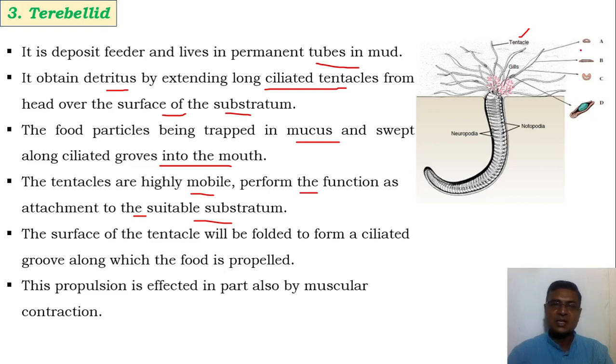The tentacles are highly mobile and easily trap the food material. At the terminal or basal region of all the tentacles, a small ciliated groove is present, and that ciliated groove has the ability to transport the food material toward the oral cavity here. This propulsion is effected in parts where the musculature is also important for collection of the food material.